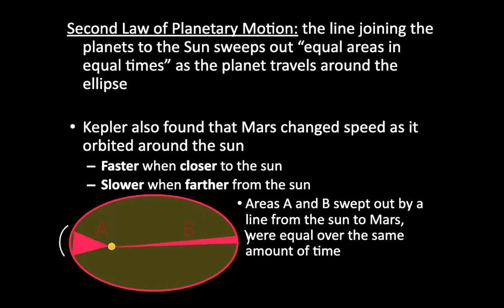Okay, so Kepler, Johann Kepler, he found that Mars changed speed as it orbited around the sun. So it was faster when it was closer to the sun. So the closer it was, the faster it moved. And then it was slower when it was further away from the sun, okay? So areas A and B, swept out by a line from the sun to Mars, were equal over the same amount of time, okay? Does that make sense? So faster when it was closest to the sun, and then slower when it was further away.